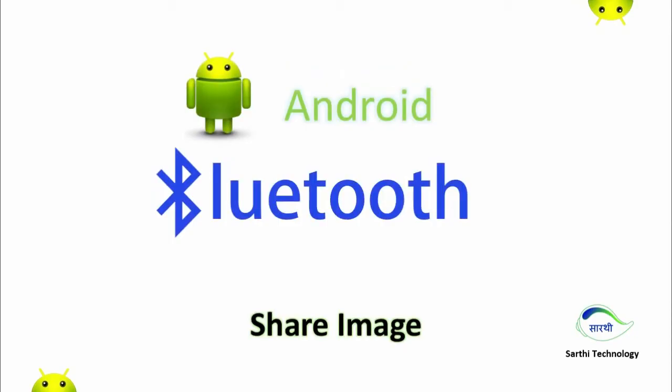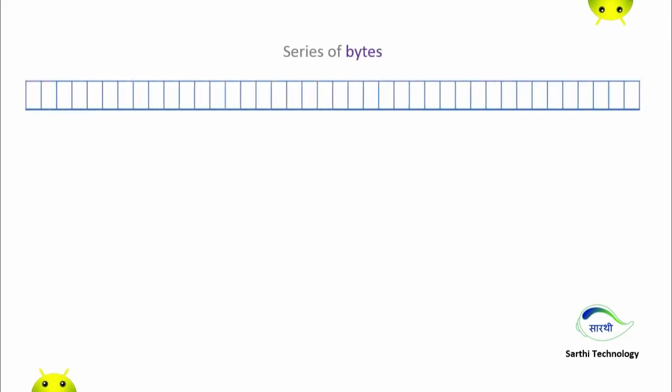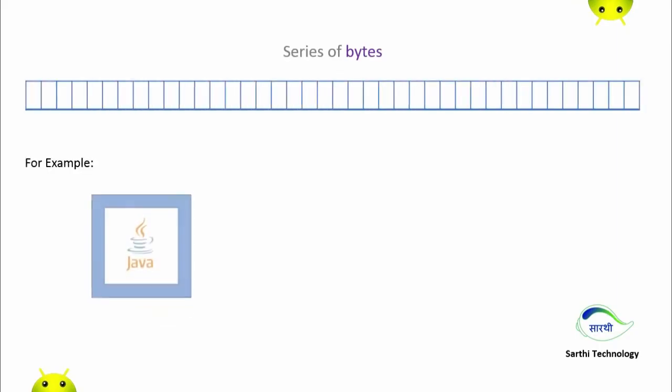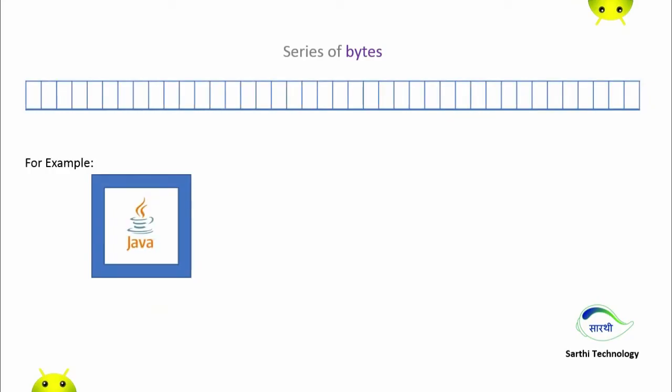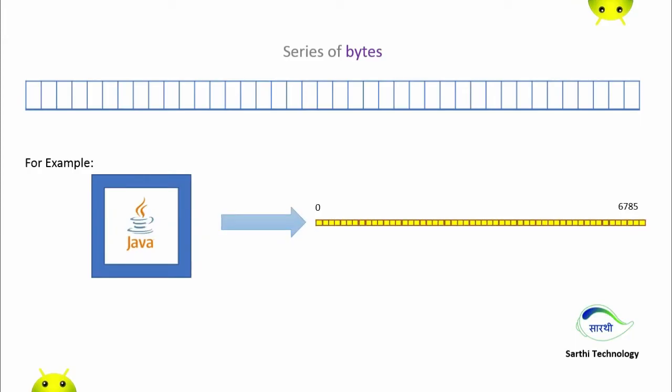In this video, we will learn how to share an image using Bluetooth. So to share the image using Bluetooth, first we need a series of bytes, and that is a byte array. For example, if we want to share this image, first we need to convert it into a byte array.